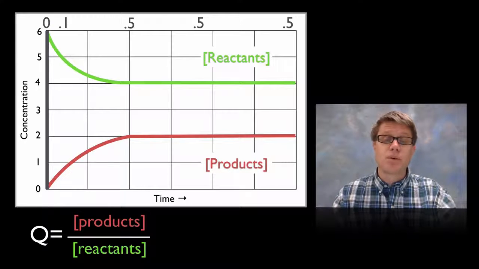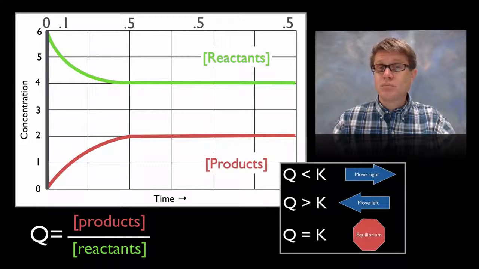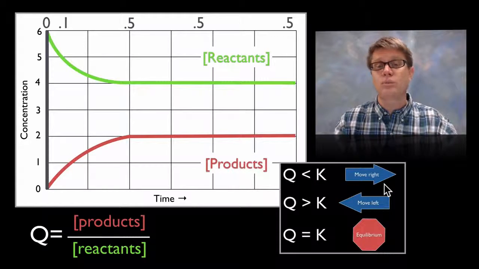And so what happens if we ever have a Q value lower than our K value? That means it's going to move towards the right. In other words, since our Q value is less than K, the reaction is going to move to the right. In other words, we're going to move from reactants to more products.